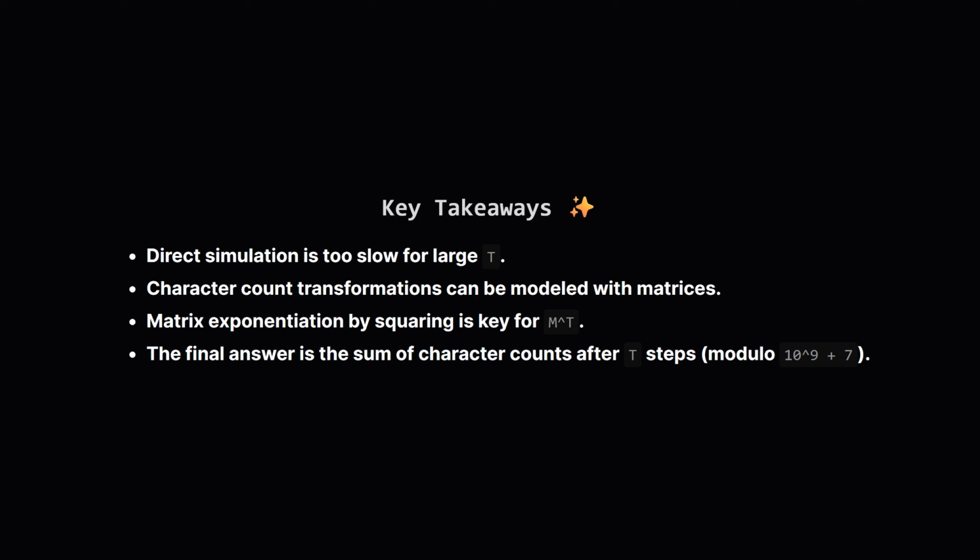Then, to find the counts after t steps, we could raise this matrix to the power of t, and multiply it by the initial counts. And the secret weapon for calculating M to the power of t quickly was matrix exponentiation by squaring. Once we have the final counts of all characters, we just add them up, remembering that special modulus number, to get our final answer.